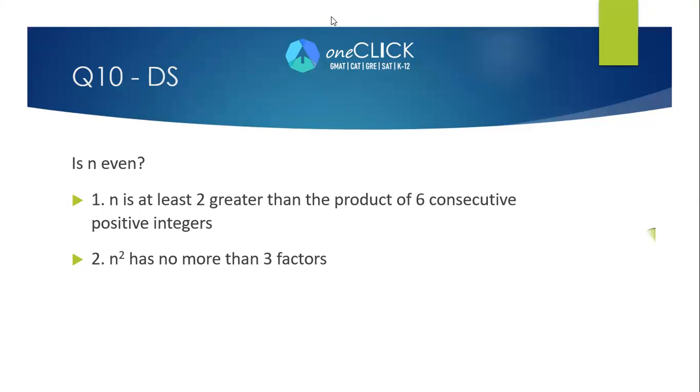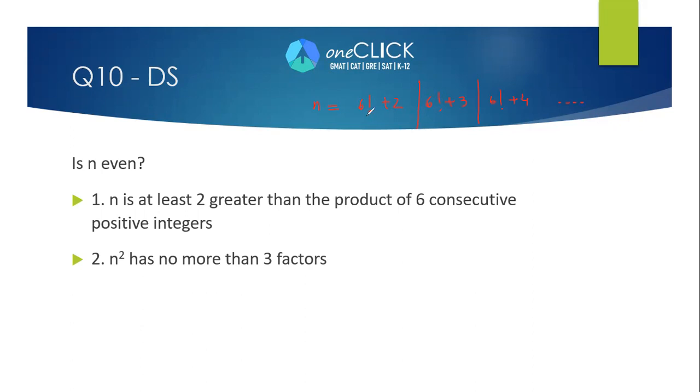All right, let's look at this one. So they're asking is n at least 2 more than the product of 6 consecutive positive integers. So basically we have n is 6 factorial plus 2 or 6 factorial plus 3 or 6 factorial plus 4, etc. The question they have asked is, is it even?